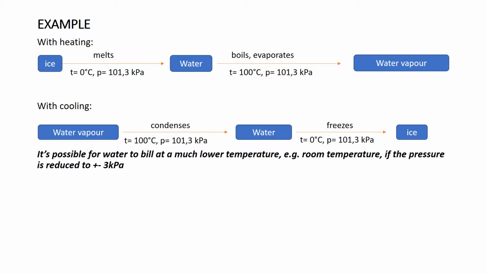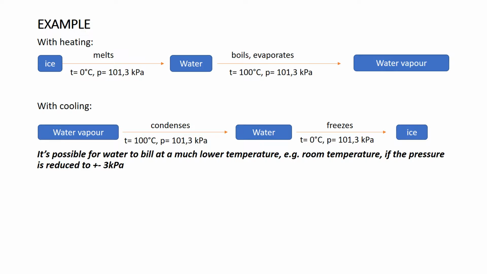And then we cool the water vapor at a temperature of 100 degrees Celsius, that is condensation. So we cool it to liquid water, and we freeze the liquid water at a temperature of 0 degrees Celsius and pressure of 101.3 kilopascals. We freeze it to ice.